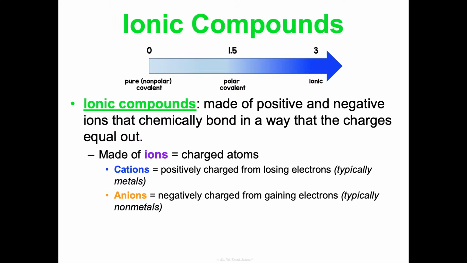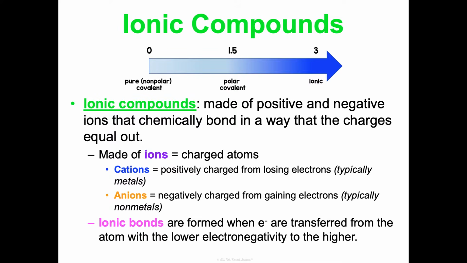The other one is an anion, negatively charged because they gain electrons. These are typically nonmetals that have a higher electronegativity, so they're going to attract those electrons stronger and take them. Remember, ionic bonds are formed in chemical reactions when electrons are transferred from the atom with the lower electronegativity to the higher, because electronegativity is the ability of an atom to attract electrons in a bond. So anions have that higher electronegativity, and cations have that lower electronegativity.